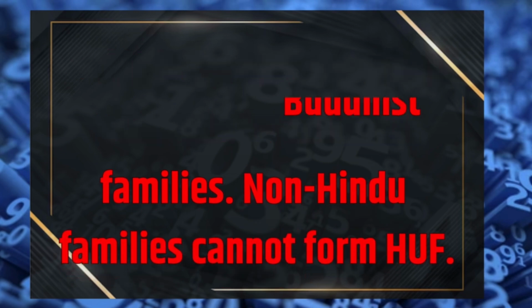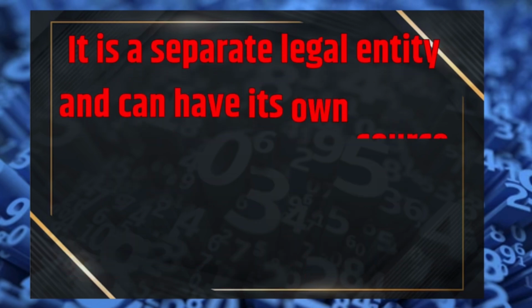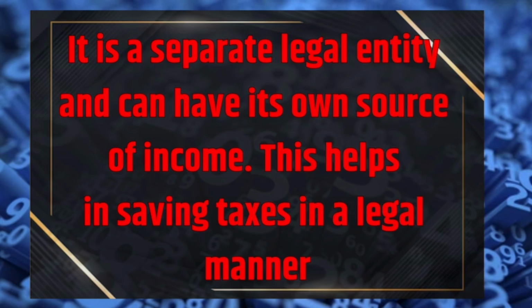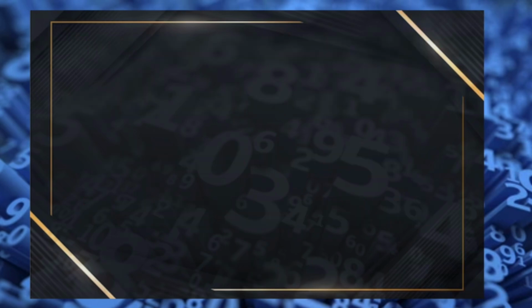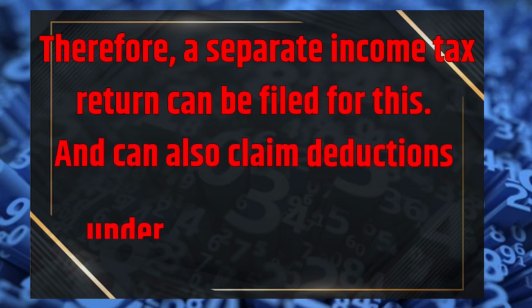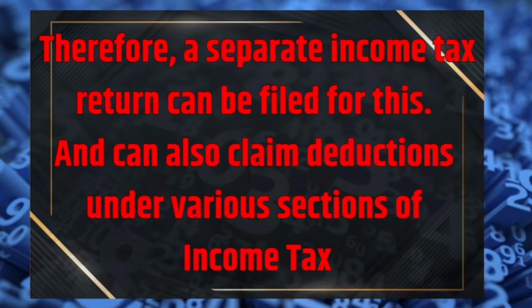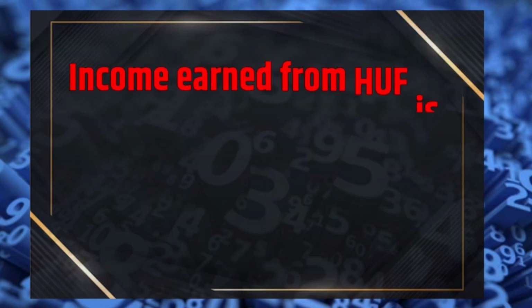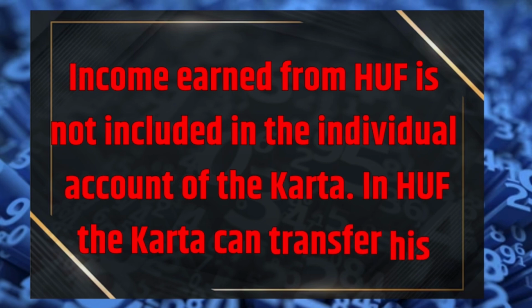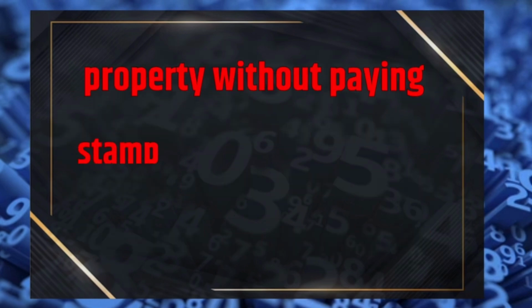It is a separate legal entity and can have its own source of income. This helps in saving taxes in a legal manner. Therefore, a separate income tax return can be filed for this, and it can also claim deductions under various sections of income tax. Income earned from HUF is not included in the individual account of the Karta. In HUF, the Karta can transfer his property without paying stamp duty.